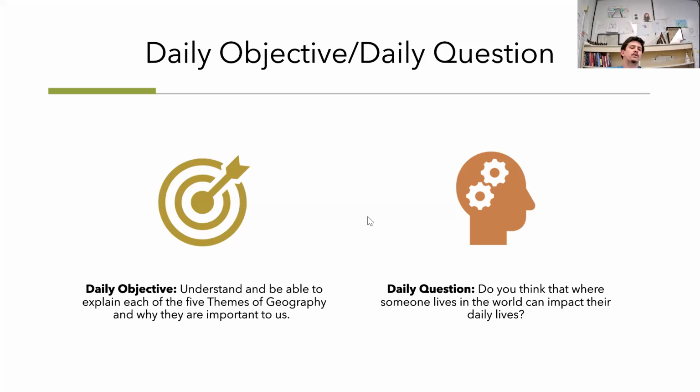As always, our daily objective is to understand and be able to explain each of these 5 themes and why they are important to us. And then your daily question, as I'm sure you've already seen, is: do you think that where someone lives in the world can impact their daily lives? So does where someone lives in the world impact what they do with their life?